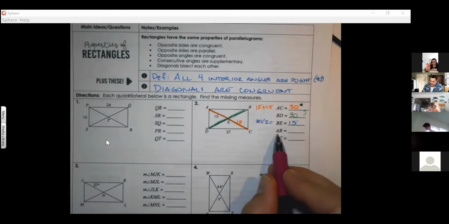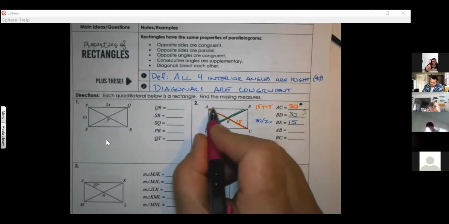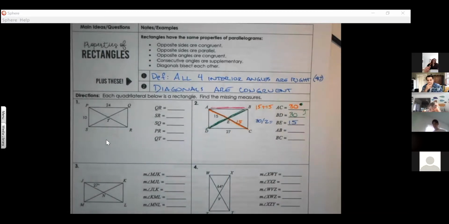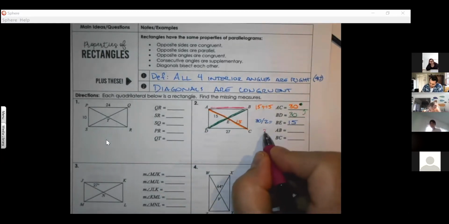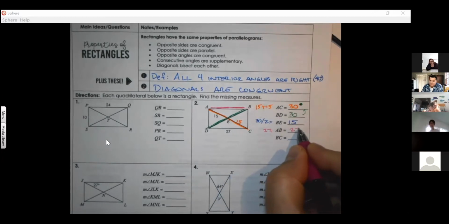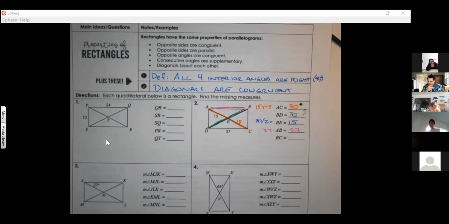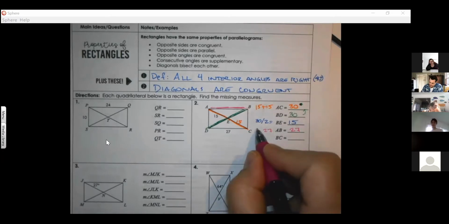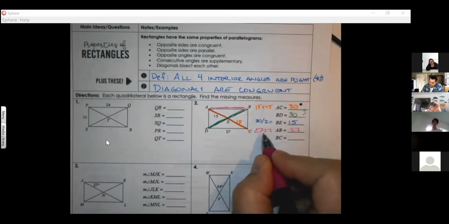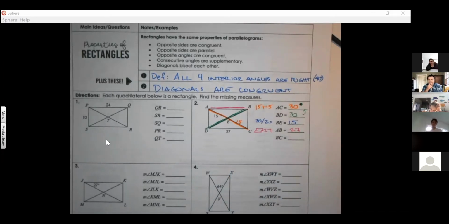What about AB? 27. Good. How'd you know that, Joe? Because it's the opposite. DC and AB are the exact same length, and so if DC is 27, AB is also 27. Good. Exactly. We know that opposite sides in any parallelogram, whether it's a rectangle or just a regular parallelogram, are going to be congruent. So if that's 27, so is that.